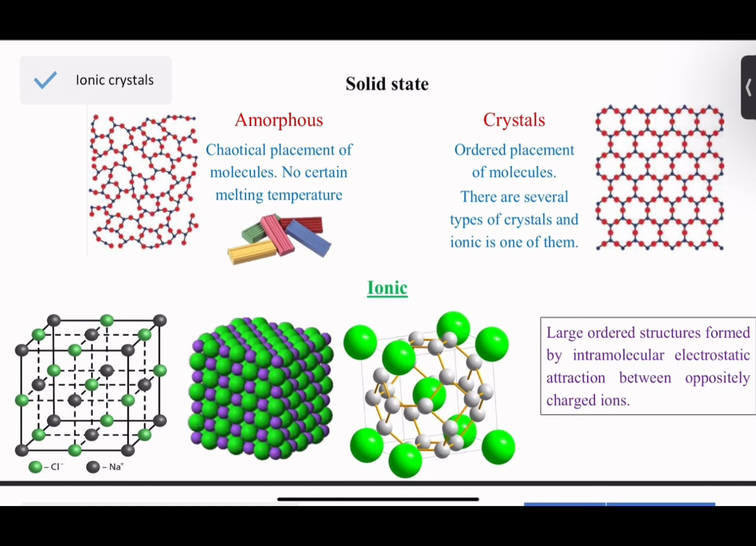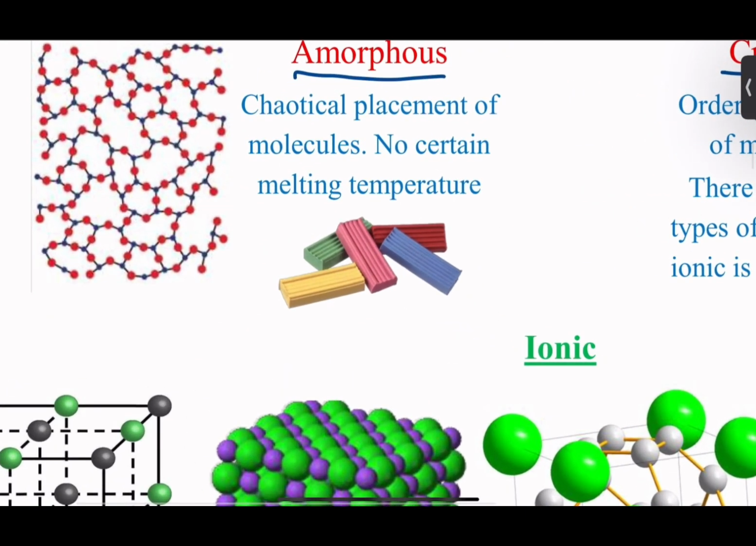Solid state comes in 2 shapes. One is amorphous, and one is crystalline. Amorphous is where you have, as you see, a chaotic placement. You can see it is irregular, right? There is no structure.